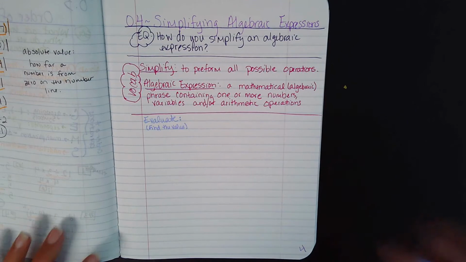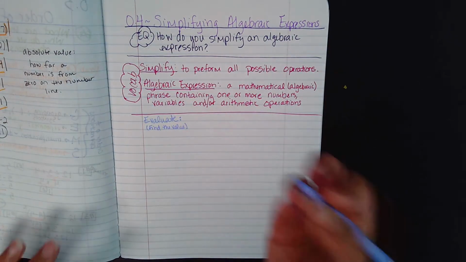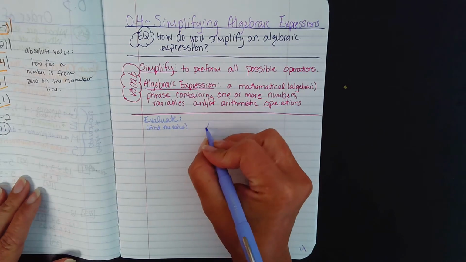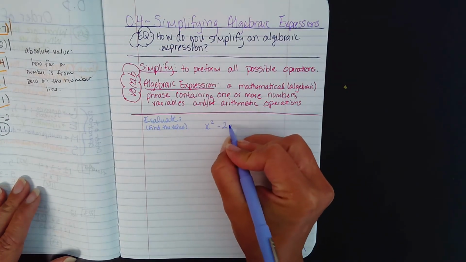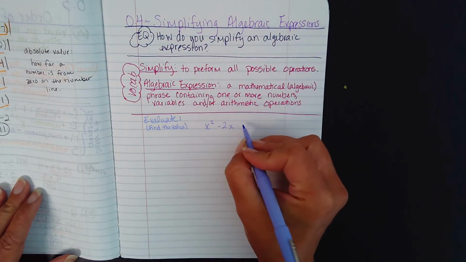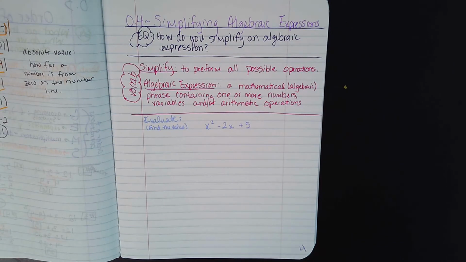So let's say I have the expression x squared minus 2x plus 5. And right now, I can't do anything with that because I don't know what the value of x is. And there's no equal sign, so I don't know what the value of the entire expression is. So at this point, I can't simplify it. I can't do anything with this.